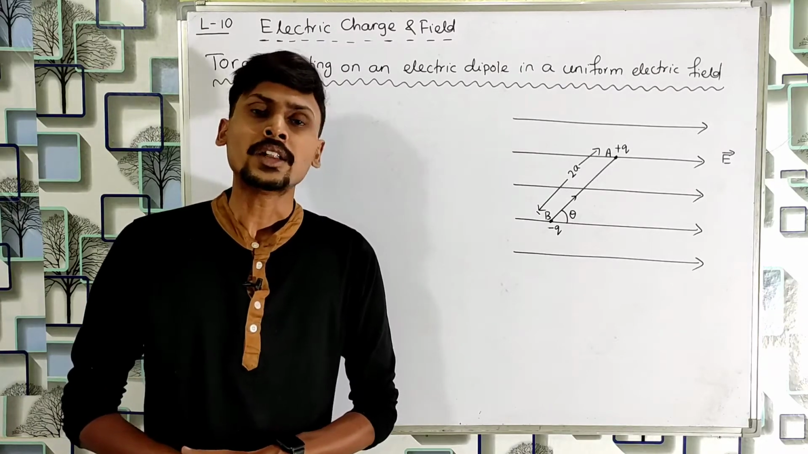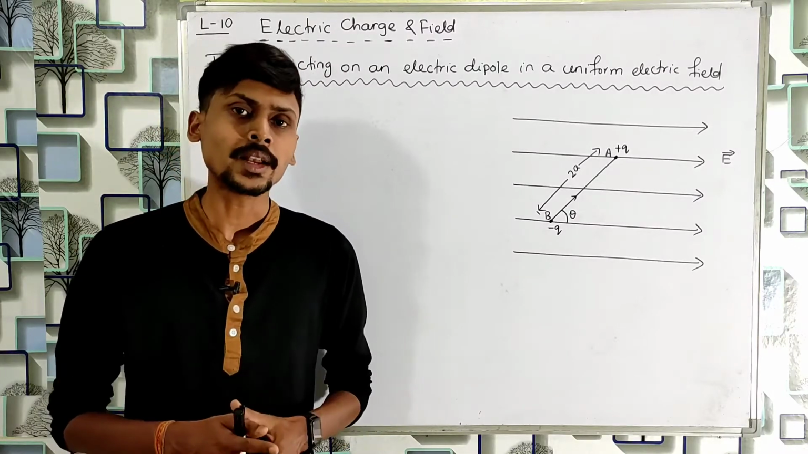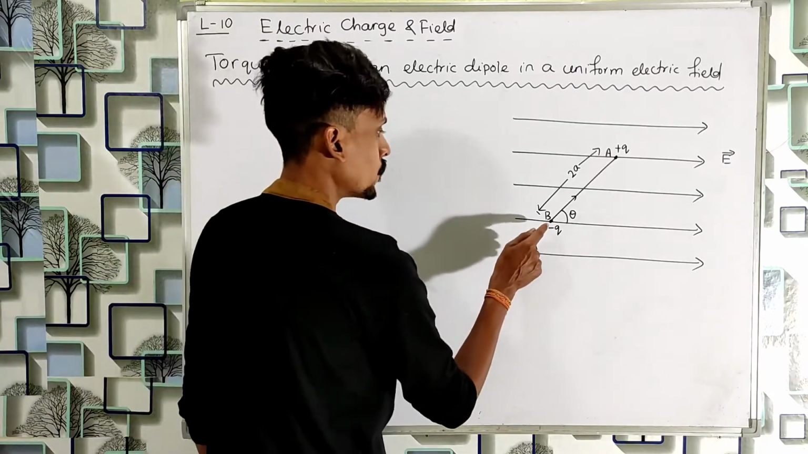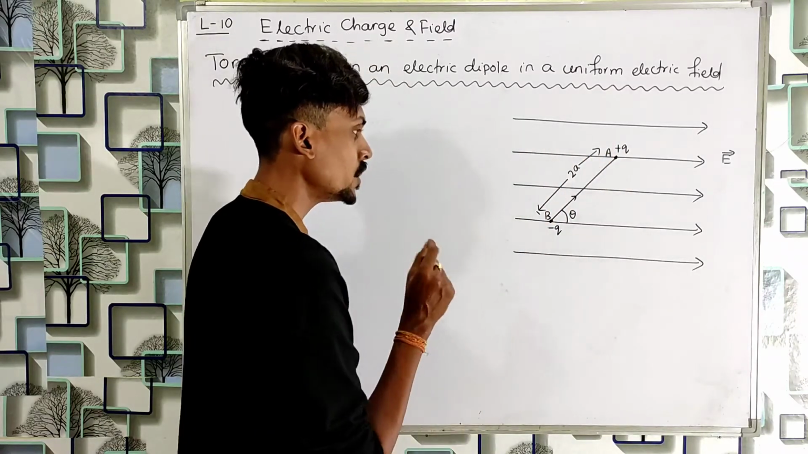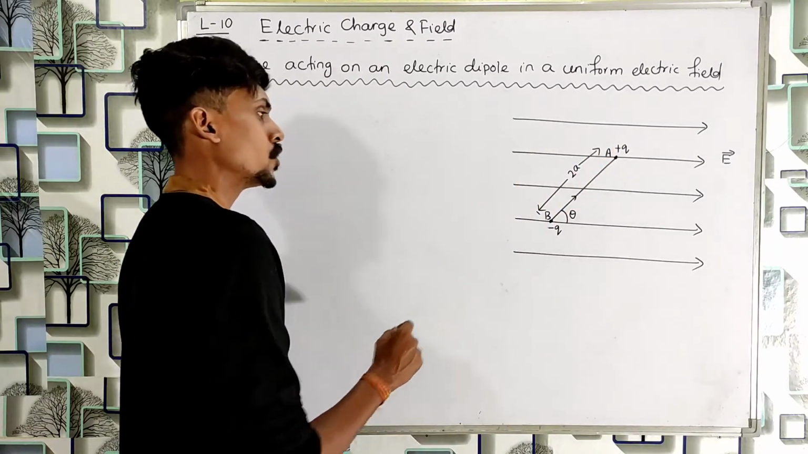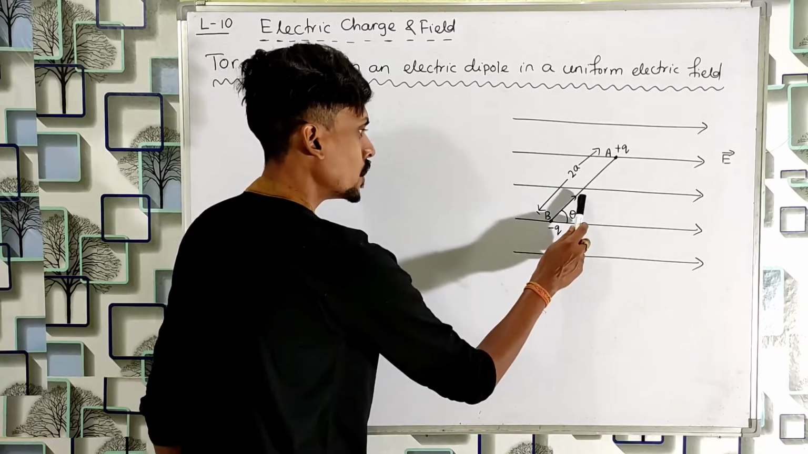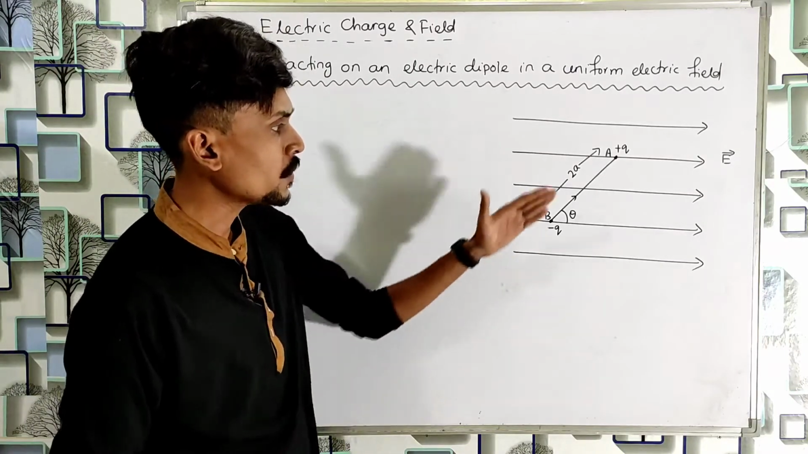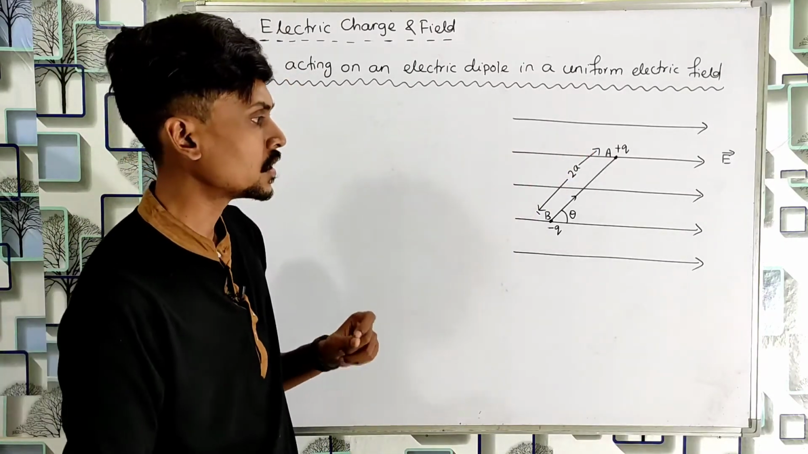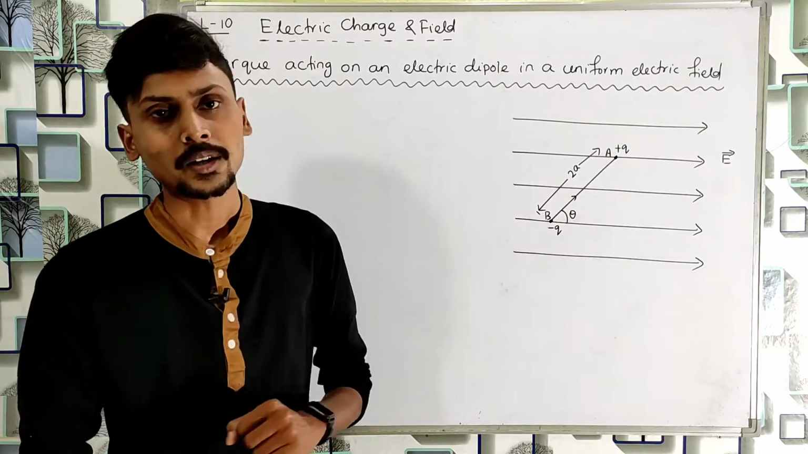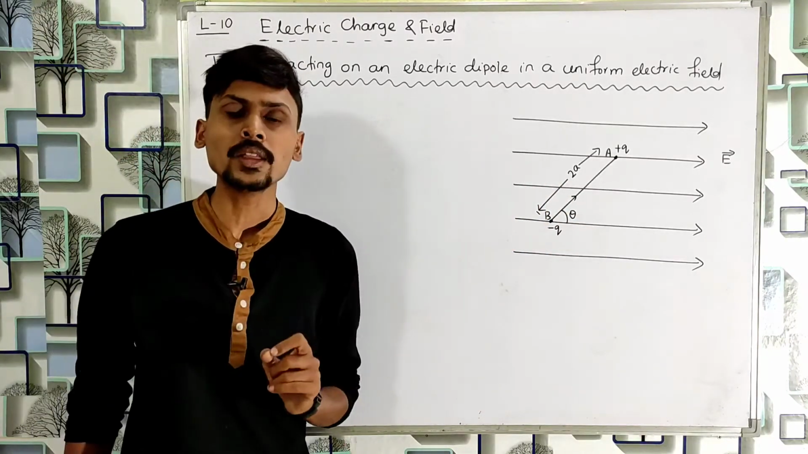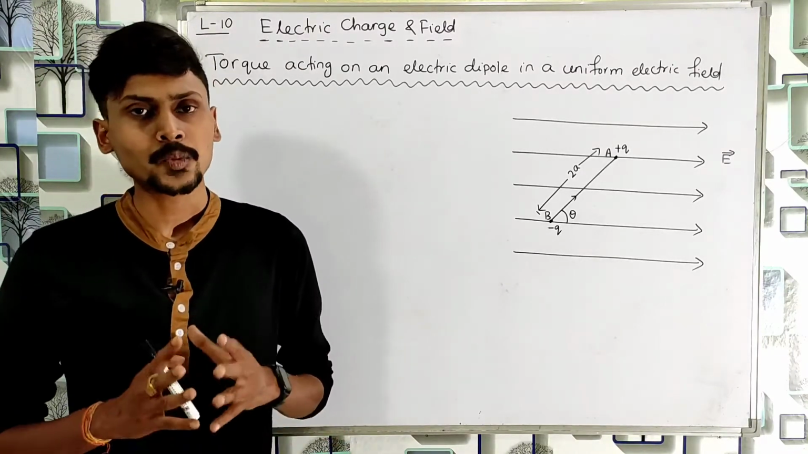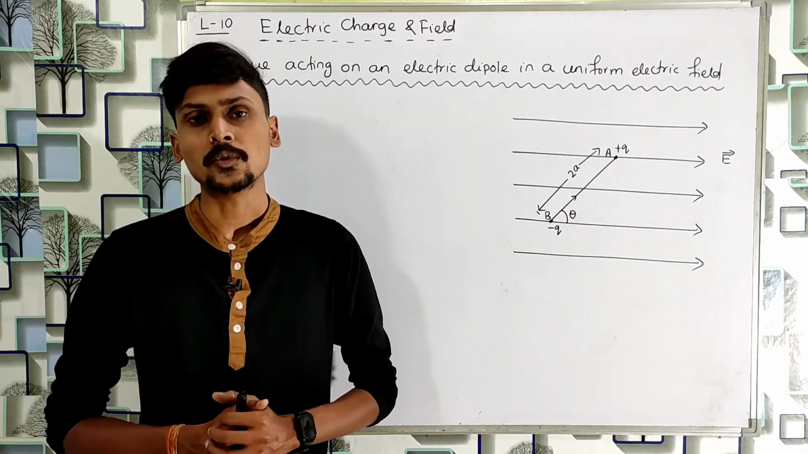We know that the dipole moment is directed from the negative charge to the positive charge. So in this case, the dipole moment will be directed from the negative to the positive charge, meaning from B towards A. This arrow mark represents the direction of the dipole moment, and you can see that the dipole moment vector makes an angle theta with the electric field vector. So theta is the angle between P vector and E vector. Is that clear? Now we have to derive an expression for the torque acting on this dipole.